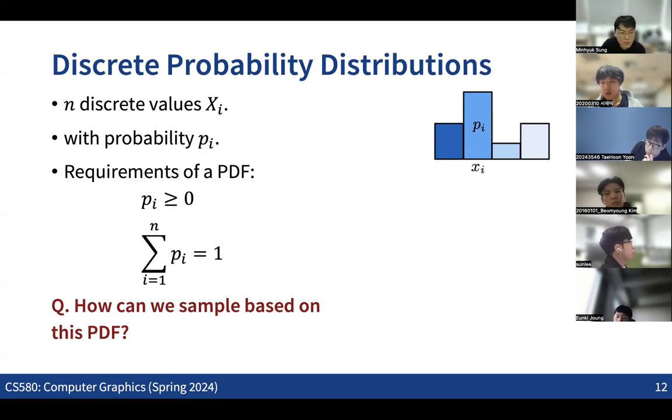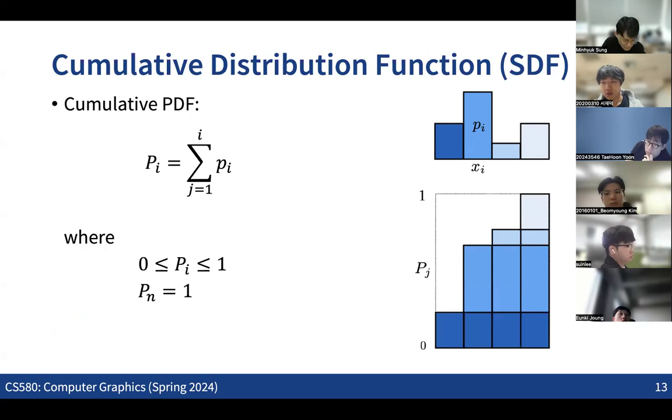Now, one simple way that we can think about this is to think about the cumulative distribution function. We accumulate the probability density in the order in which we have all the values. Then what we can see is that each value in the discrete set is partitioning the range from 0 to 1, right?